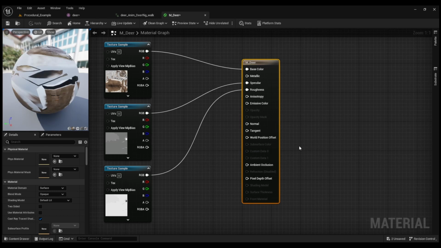I opened the model originally in Blender and then exported it as an FBX with no textures embedded. And then I did the texture. I made a material and added the textures to it to make the deer. Anyway, that's it.